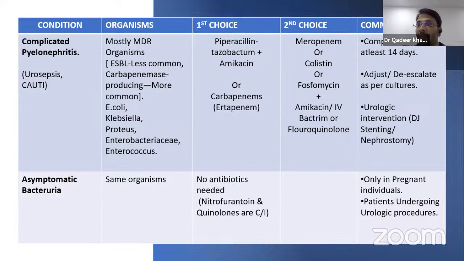Complete the course of treatment for at least 14 days, de-escalate as per the cultures. As I said earlier, we should not continue empirical therapy for a longer duration. We should narrow down our treatment choice based on the cultures, and definitely source control, like urological interventions such as DJ stenting or nephrostomy, to relieve the obstructive symptoms in those patients.